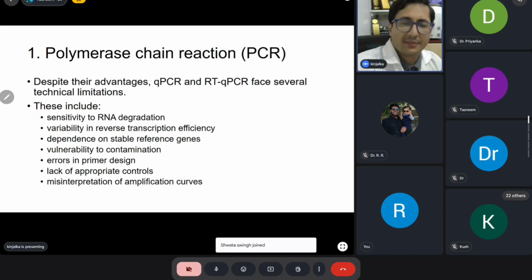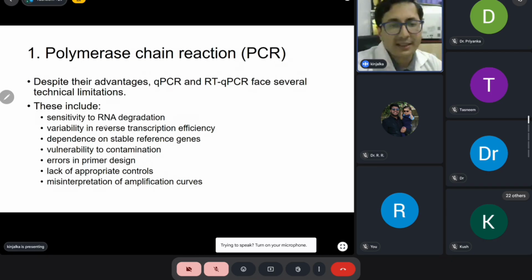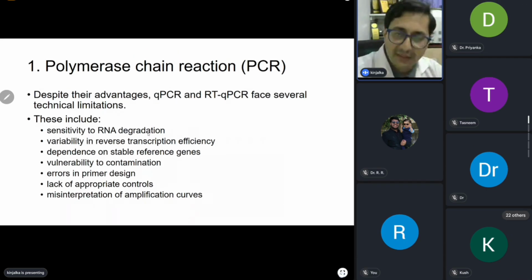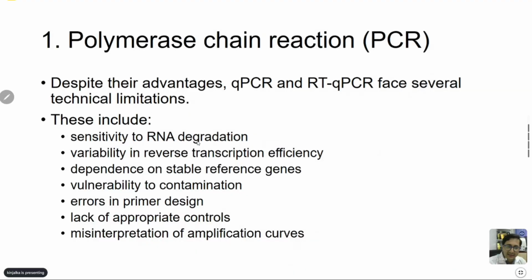So like any method, there are advantages and also disadvantages. So what are the disadvantages and limitations? If you are amplifying RNA, it needs to be taken care of very carefully. It gets degraded easily. There may be variability in reverse transcription efficiency, and dependence on stable controls and standards, which have to be very stable. Vulnerability to contamination and errors. If there is a small error in the sequence, you will not get what you're looking for. Appropriate controls are needed, and there can be misinterpretation of amplification.